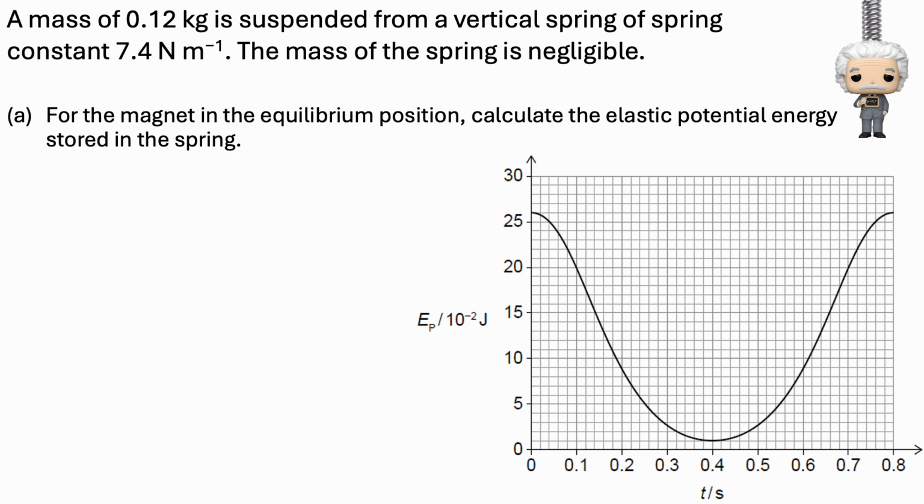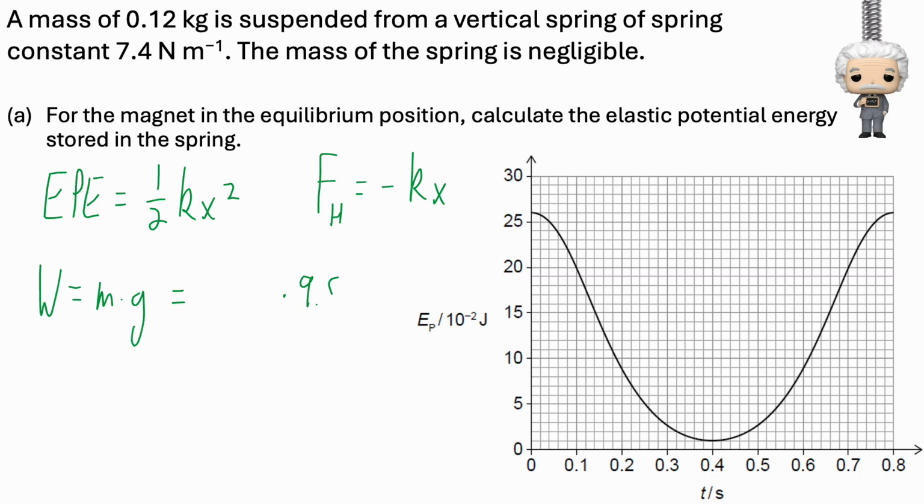Calculate the elastic potential energy for the equilibrium position. So, elastic potential energy is half kx squared from the spring, and it's derived from Hooke's law, which is F equals negative kx. The negative just indicates that it's losing elasticity. You're going to lose elastic potential energy.